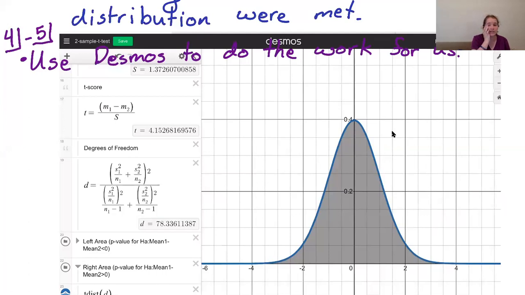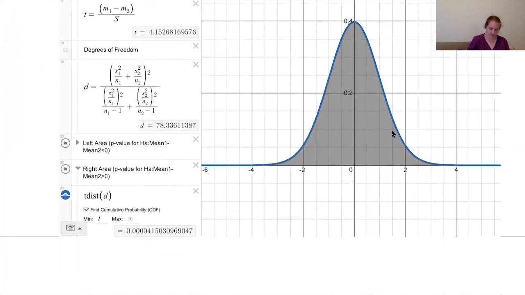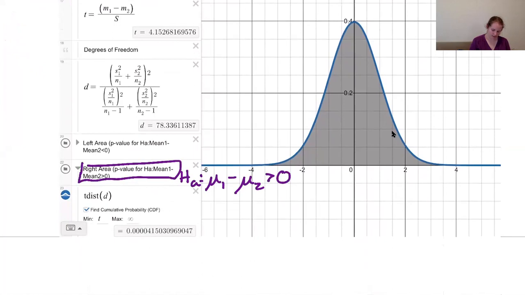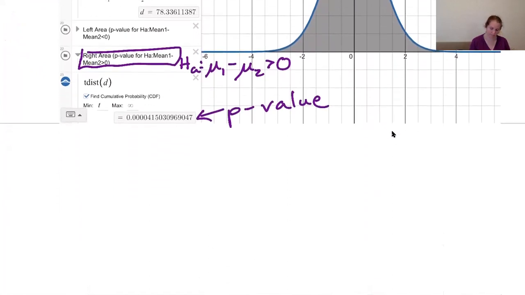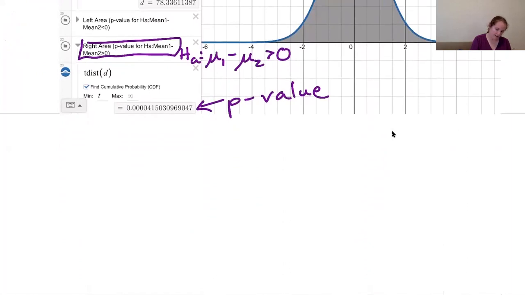All right, so I have our standard error, our t-score, our degrees of freedom, and the p-value here. Again, our alternative hypothesis was mu1 minus mu2 was greater than 0. So we use the right area. And so this is our p-value here. So from here, that p-value is definitely under 5%. So this is way under 5%.